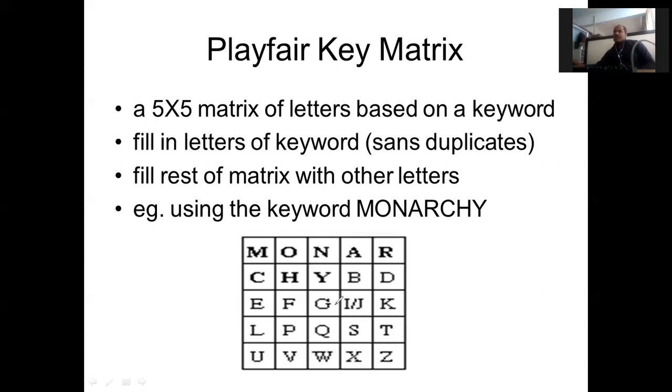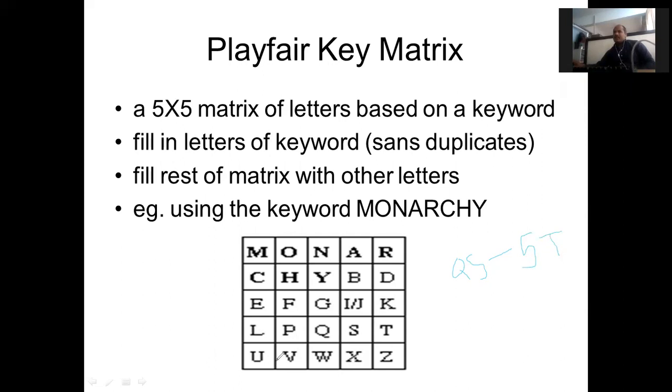The next one is Q and S. Where are they going to occur here? They occur in the same row. So what is the ciphertext for Q and S? It is S and T here.